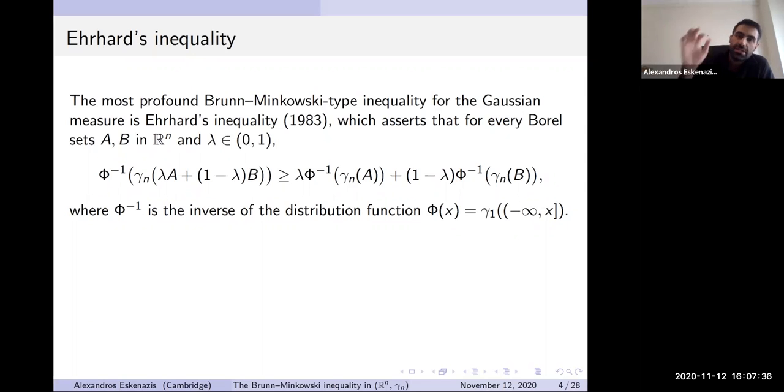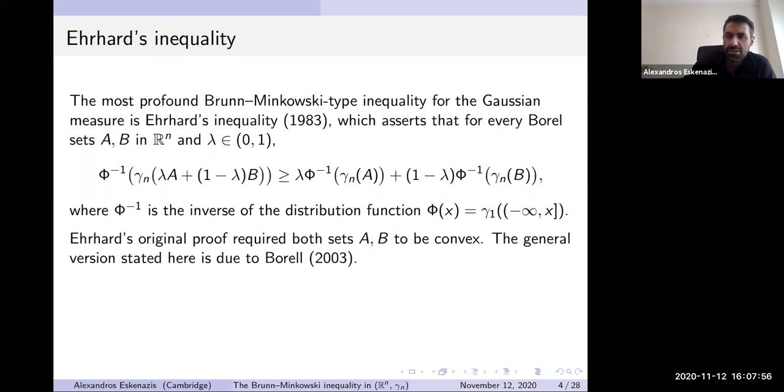Okay, so just again for comparison, in the Lebesgue case, we had that the Lebesgue measure raised to the power 1 over n is concave. Here we have that this function phi inverse of the Gaussian measure is concave on all Borel sets with respect to Minkowski addition. Now, let me just say that Ehrhard's proof required both sets to be convex. In fact, he devised a powerful tool which we call Gaussian symmetrization, the Gaussian analog of Steiner symmetrization in the Lebesgue case, to prove this.